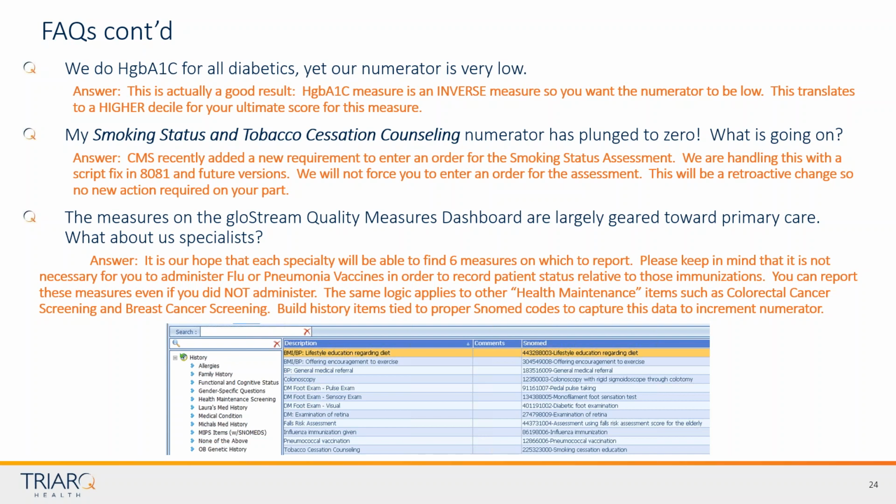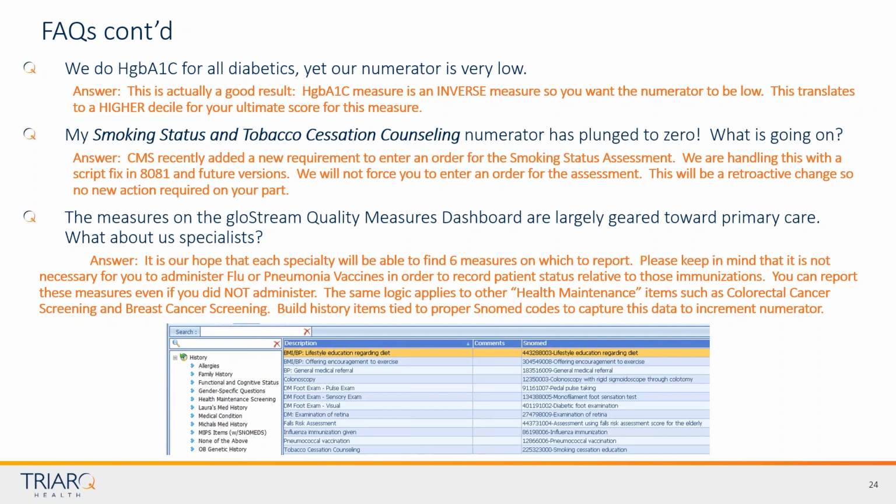It's a tremendous amount of work to get them built because of all of the codification that goes in, and I could go on and on and on. But it's our hope that everybody will be able to find 6 measures. If you can't, let us try and help you, please.